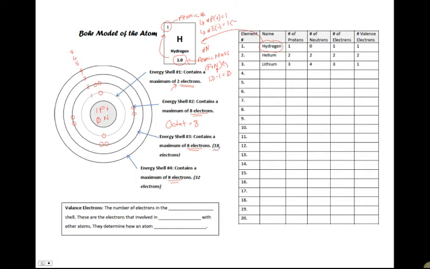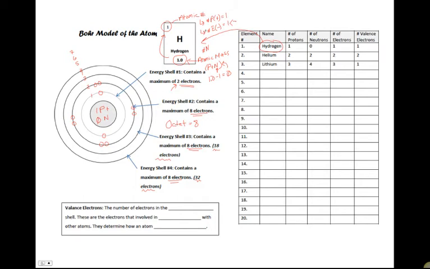And you'll see here in your notes that energy shell number 3 can actually hold up to 18 electrons, and energy shell number 4 can actually hold up to 32 electrons. But we're going to save that for later on when you get to high school. You're going to learn all about the modern or quantum model of the atom. But for our purposes this year, we're going to focus just on these first 20 elements. And so Bohr's octet rule holds up.